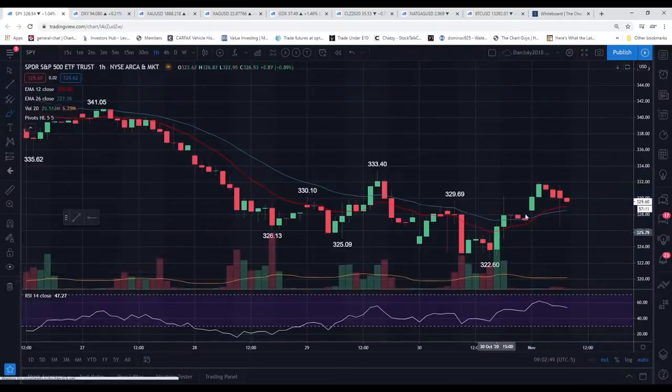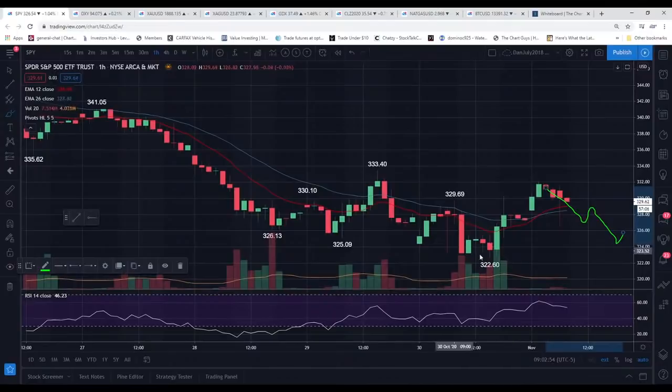If we do not see that, and if today we just slowly fade and we make our way back down and don't do anything to change the hourly trend, we know the bears still have complete control overall.